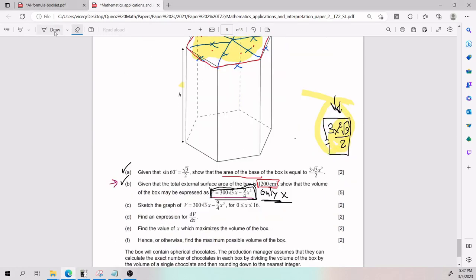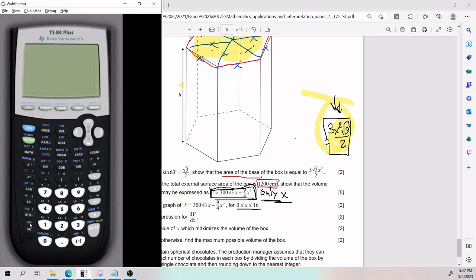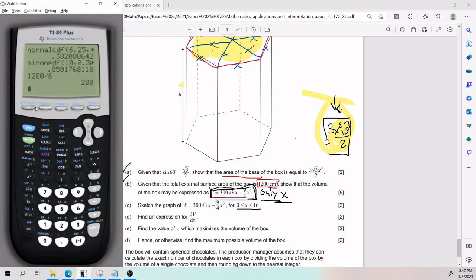All right, then now for part C, we need to sketch the graph of v equals blah blah blah, my volume function for x between 0 and 16. See? So whenever you're sketching a graph, it's very important to put key points. All right, so let's see how our graph looks in the first place, and then we highlight what we need to highlight. See?